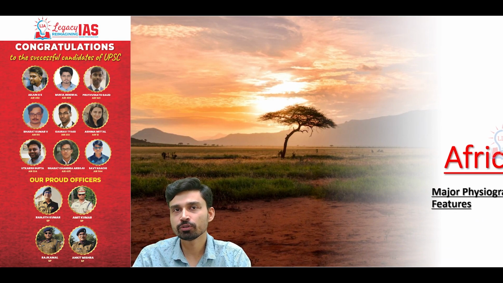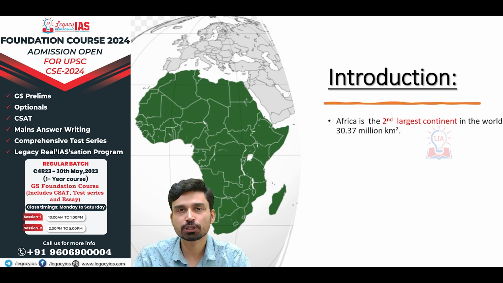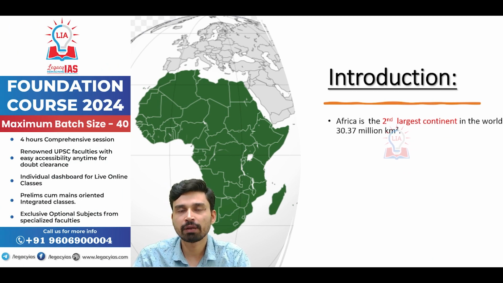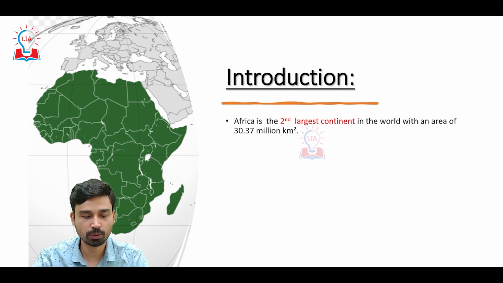In today's video, we are going to discuss the major geographical regions of the African continent. So first of all, to give you an introduction about the continent of Africa: of all the 7 continents that we have on the earth today, Africa in terms of area is the second largest in the world, and overall it has an area of almost 30.37 million square kilometers.